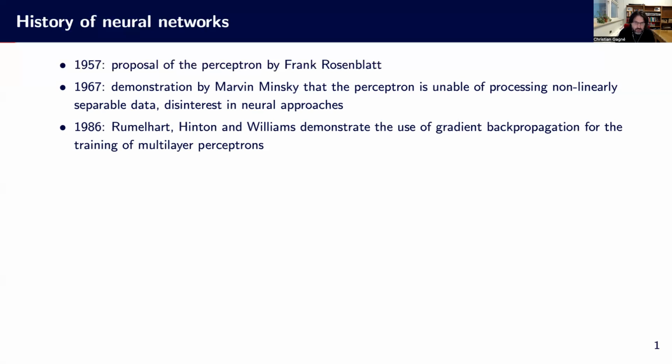Rumelhart, Hinton, and Williams demonstrated in 1986 that we can train several layers of perceptron neurons organized in some way using what they call gradient backpropagation. So what we saw in the previous module on the multilayer perceptron was in fact that breakthrough: the idea that we are able to backpropagate the gradient through many layers of perceptron neurons. That changes things and makes it much more interesting. We are now able to deal with non-linearly separable data using such an approach.